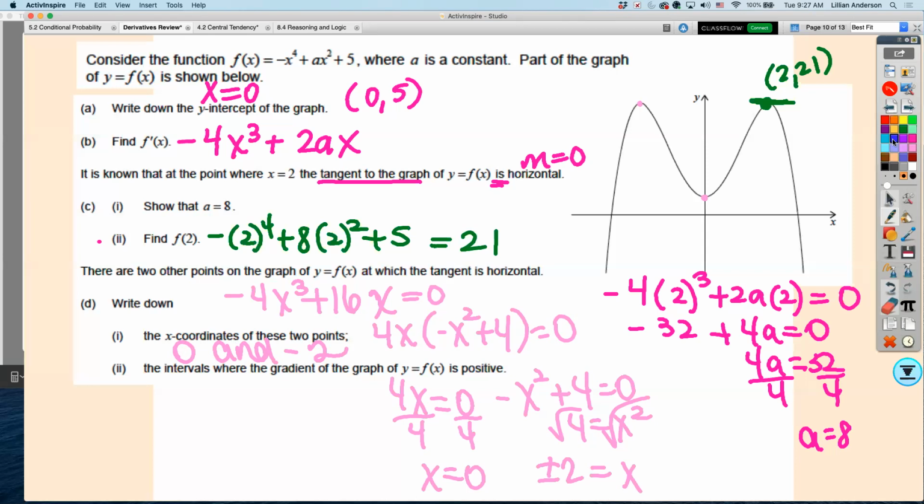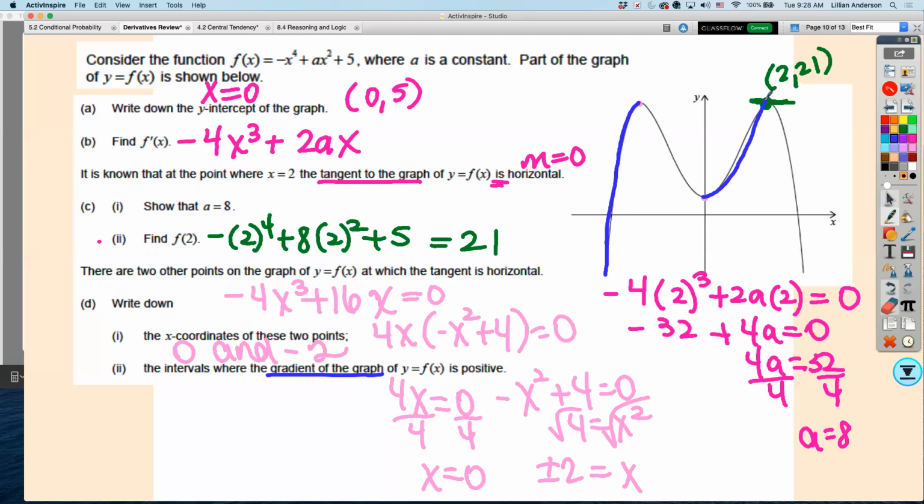Now it's asking you the intervals where the gradient of the graph is positive. Gradient of the graph means what? Derivative. They just flipped and said gradient. That means slope. The slope of the graph is positive, AKA the derivative, the tangent line. So I'm looking where the graph is going in which direction? Up. It's going up here, and it's going up here.